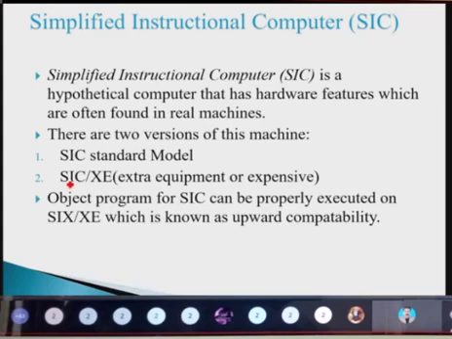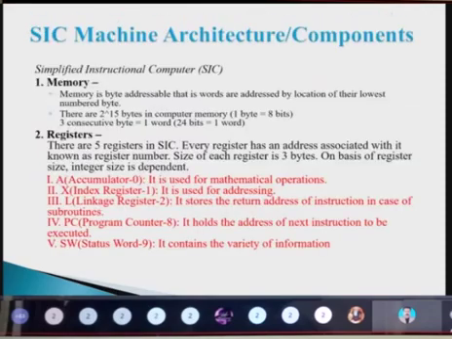It's a hypothetical computer that has the hardware features which are often found in real machines. So here also SIC machine architecture, where we'll have the memory and the registers. A means accumulator, X means index used for addressing, L means linkage register, so it stores the return address of instruction in case of subroutine. PC means program counter, which holds the address of the next instruction to be executed. SW means status word, which contains a variety of information.